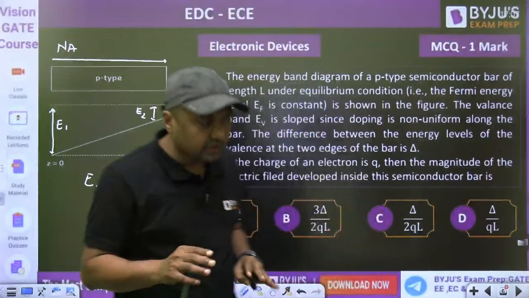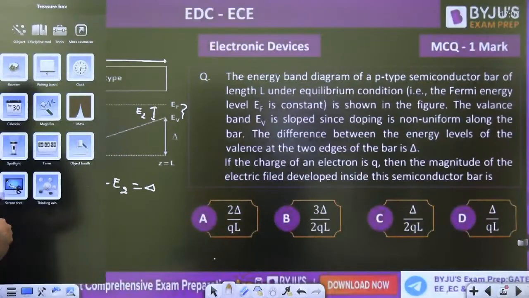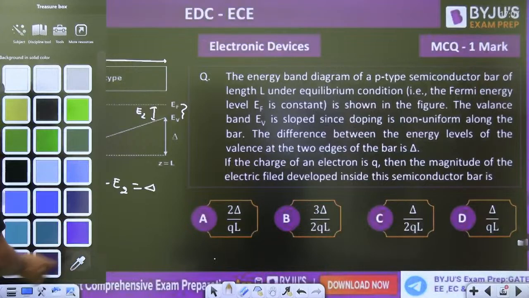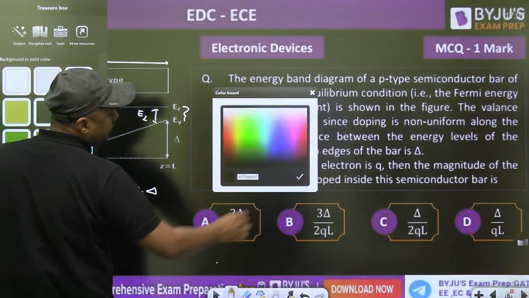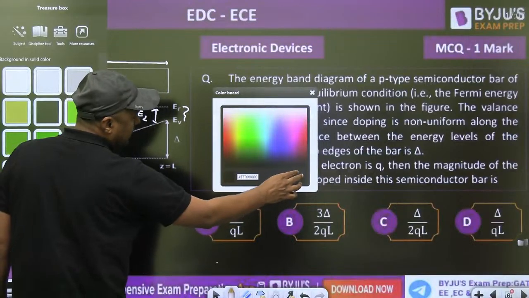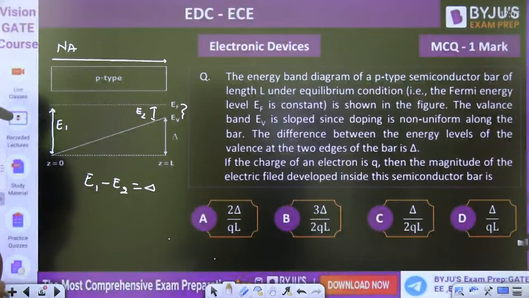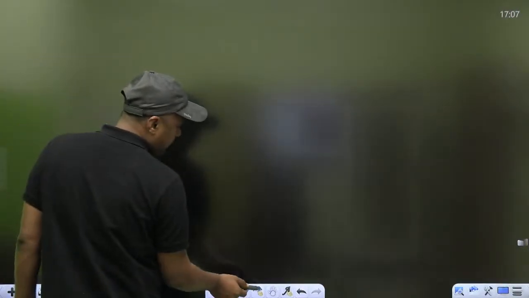Why do we get the electric field? When there is non-uniform doping, there will be a diffusion current and the holes will start moving from higher concentration to lower concentration, guys. From higher concentration to lower concentration, this is the concentration.